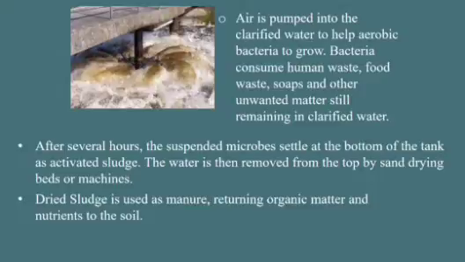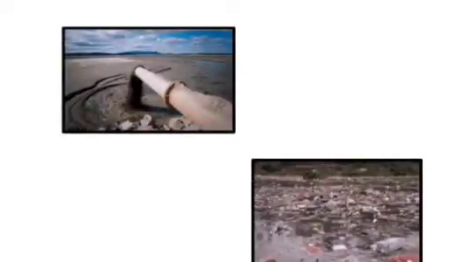The dried sludge is used as manure, returning organic matter and nutrients to the soil. The treated water has a very low level of organic and suspended matter, which is discharged into sea, river or into underground. Waste generation is a natural part of human activity, but we can limit the type of waste and quantity of waste that is produced.